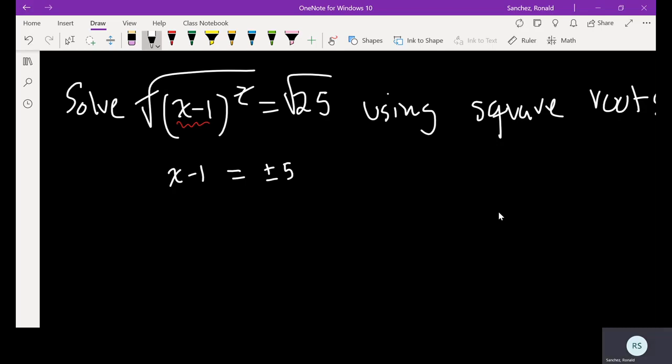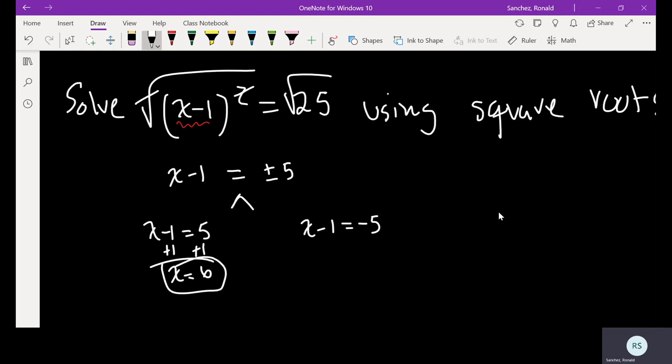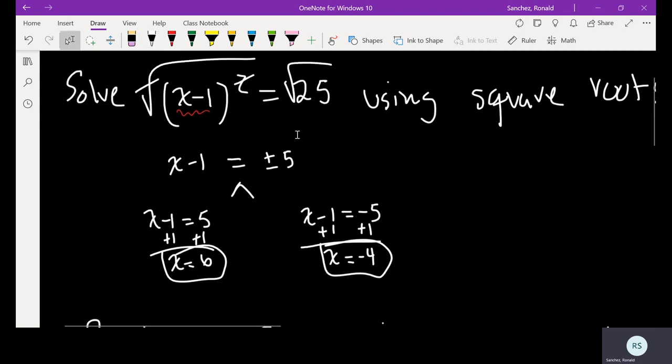Now, notice that at this point, I can rewrite this as x minus 1 is equal to positive 5, and x minus 1 is equal to negative 5. Now, let's go ahead and solve for x, and after we solve for x, we will have found our solutions. So in order to solve for x on the first one, I can just add 1, and I am left with x is equal to 6. And on the second one, I can add 1 again, and I'm left with negative 5 plus 1 is negative 4. So there we have our solutions for this problem.